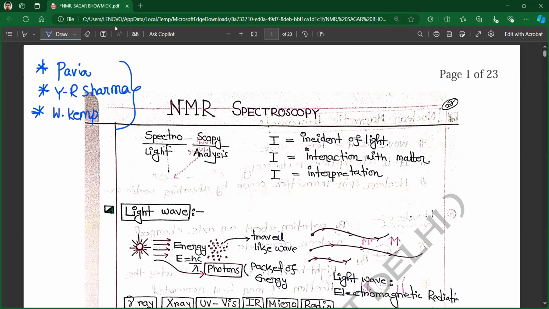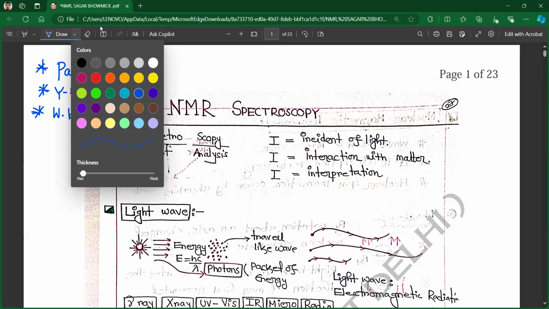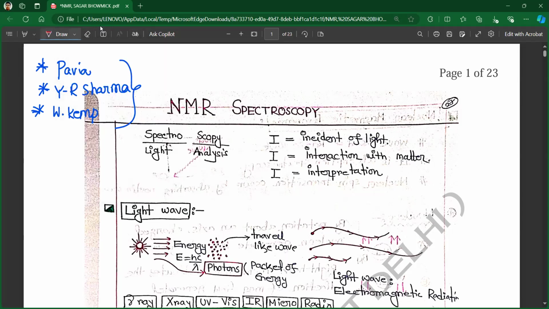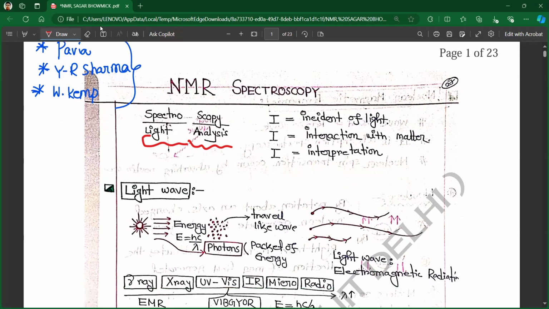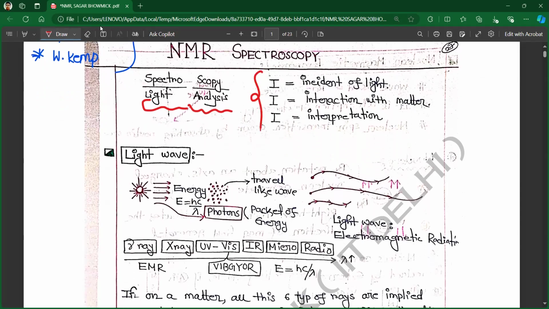Now to understand any spectroscopy, we have to understand what the word actually means. Spectra means light. Scopy means analysis. So in spectroscopy, basically with light we analyze a chemical compound. There are three I's in any spectroscopy. Incident of light: first, light will come. Interaction with matter: I have a chemical compound, that means matter, and the light will interact with matter, and from there I will get some light also. From there I will interpret. This interpretation is basically the spectra.